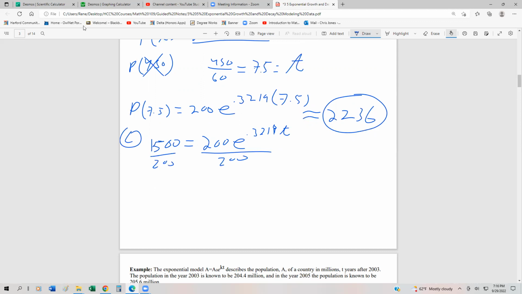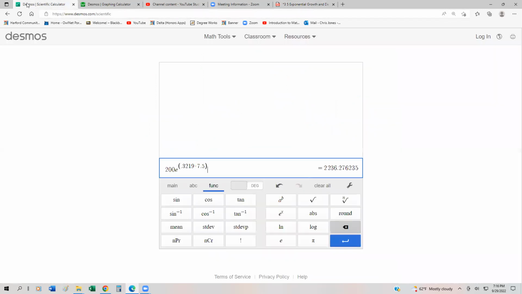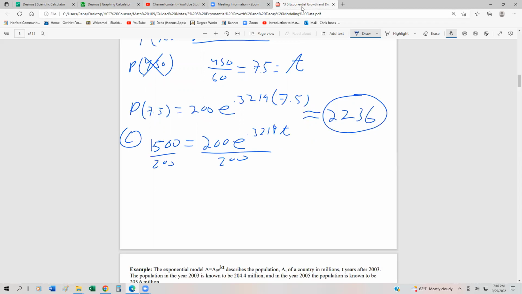In our calculators, we have 1,500 divided by 200, and that's going to give us 7.5. So this number 7.5 keeps coming up in this problem. The 200s cancel out, and we have 7.5 equals e to the 0.3219t. We're going to take the natural log of both sides.